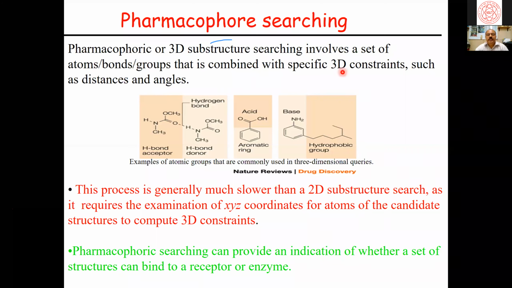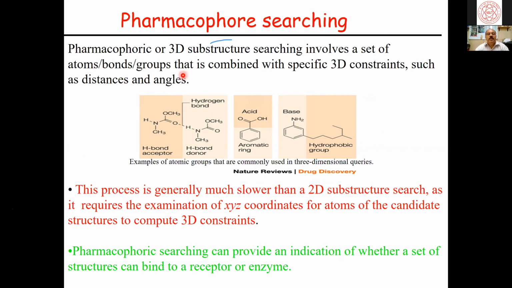specific three-dimensional constraint. And these three-dimensional constraints could be distances between these pharmacophoric groups or defined angles between the pharmacophoric groups also. So the pharmacophoric groups could be hydrogen bond acceptor or donor, or aromatic ring, or a base, or hydrophobic groups and so on.